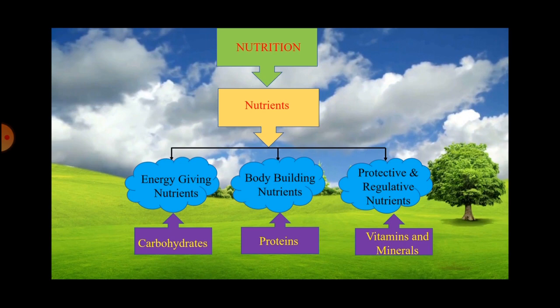So, the nutrients are divided into three groups: energy giving nutrients, body building nutrients, protective and regulative nutrients. And all these nutrients that we acquire, maybe from the food we eat, maybe from the sunlight that we get, maybe from the oxygen in the air around us, from each and every element of the living organism and the environment, we gain energy, we gain nutrients.